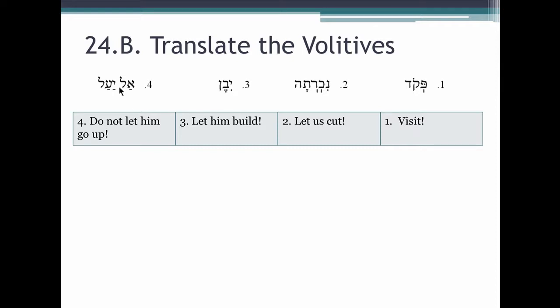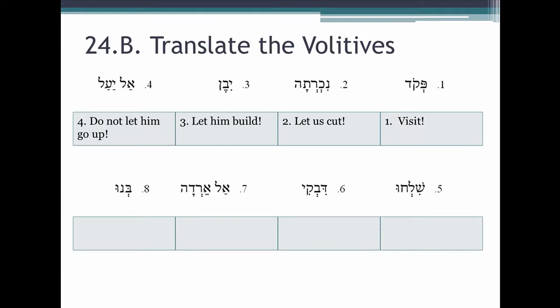Now without the negator, it would be let him go up, but we're just negating it with al. Do not let him go up. Again, this is how you negate the shortened form. Notice that it's not do not go up, because we have to bring out that volitional aspect to it. Do not go up would be second person anyway, and here we have a third person form. So watch your translation.